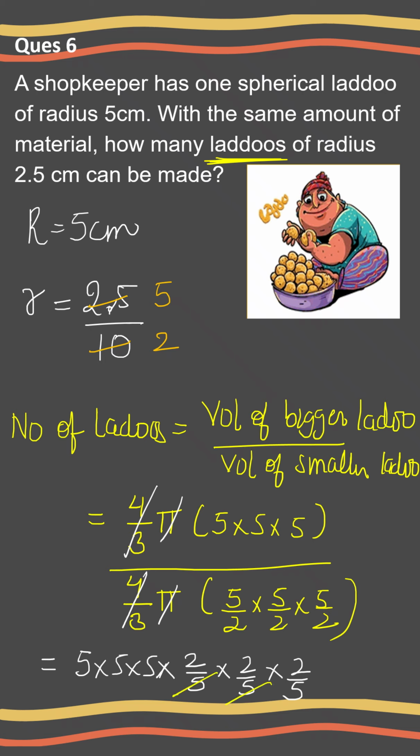Cancel the common numbers. 2 into 2 into 2 is 8. So how many laddus of radius 2.5 can be made? 8 laddus.